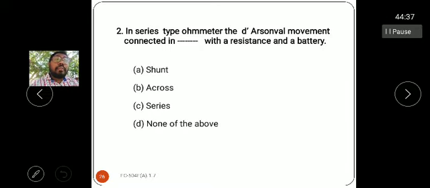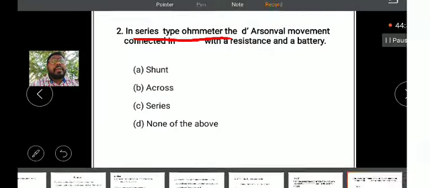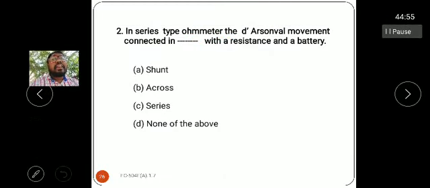In the series type ohmmeter, the D'Arsonval movement is connected with resistance and battery. Again I am repeating this particular question: in the series type ohmmeter, the D'Arsonval movement is connected with resistance and battery. Our options are shunt, across, series, none of the above.